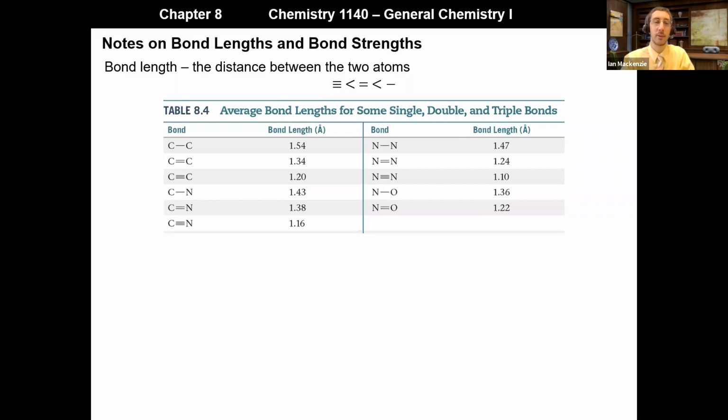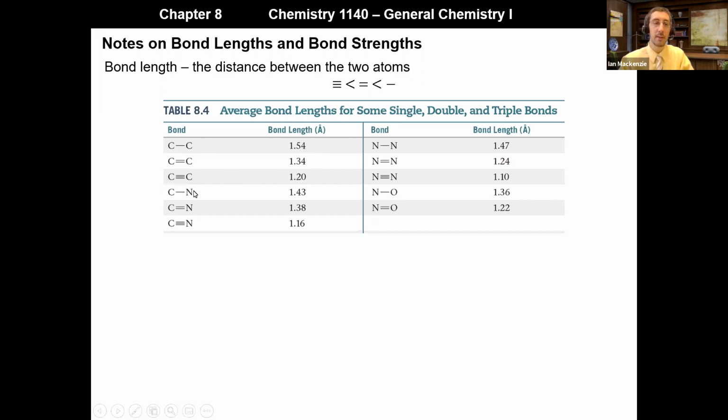And we can see this illustrated here if we look at a series of bonds between two elements and the single, double, and triple variations. So a carbon-carbon single bond has an average bond length of 1.54 angstroms. An angstrom is 1 × 10⁻¹⁰ meters, or just 0.1 nanometers. And a double bond is shorter than this at 1.34, and a triple bond between carbon and carbon is 1.20 angstroms.